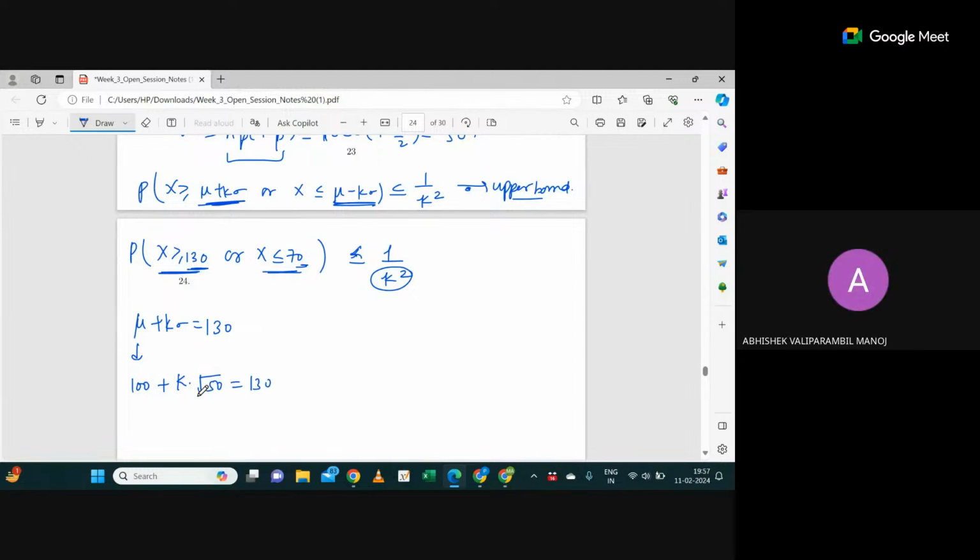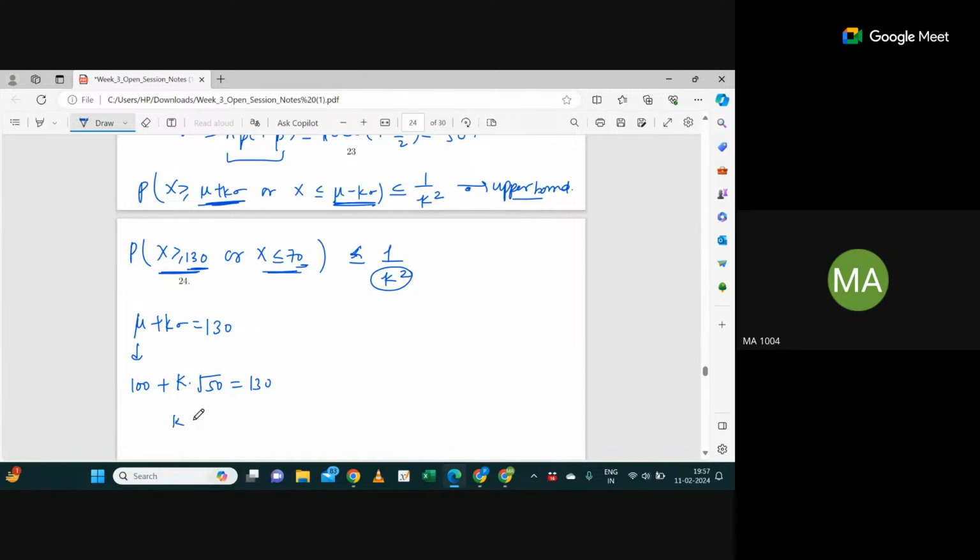Yes or no? 5 root 2, sir. What is the square root of 50? 5 root 2, sir. Sir, 2 root 5, sir. 2 root 5 or 5 root 2? No, 5 root 2, sir. Sorry. Okay, tell me the final value of square root of 50. 25 into 2, 5 comes out, 5 root 2. No, I'm asking the final value.